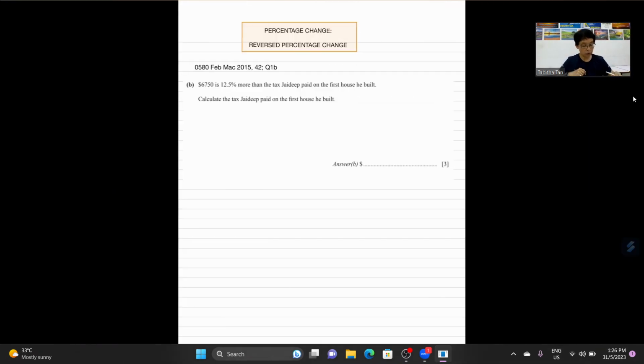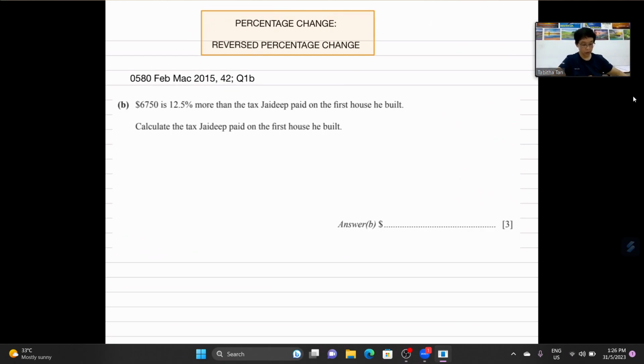Okay, let's hop on to one question. This is a question picked from a past year paper. Let's read this carefully and identify whether the quantity is the original quantity or the quantity after the change. $6,750 is 12.5% more than the tax Jaideep paid on the first house he built. Calculate the tax Jaideep paid on the first house he built.